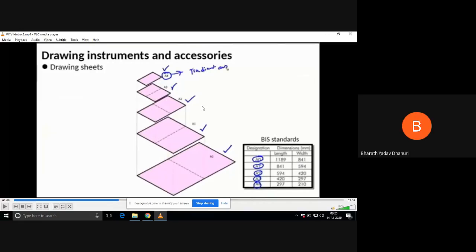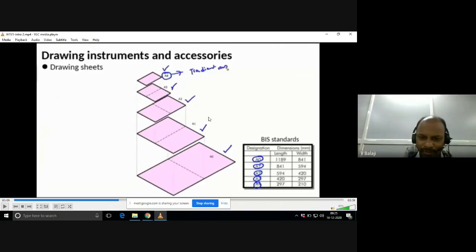A2. Yeah, remember, just remember A2. So Bureau of Indian Standards. These are known as Bureau of Indian Standards. These are the designations. Okay. All dimensions are in millimeters.